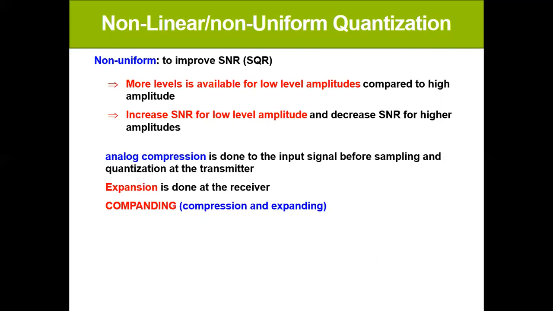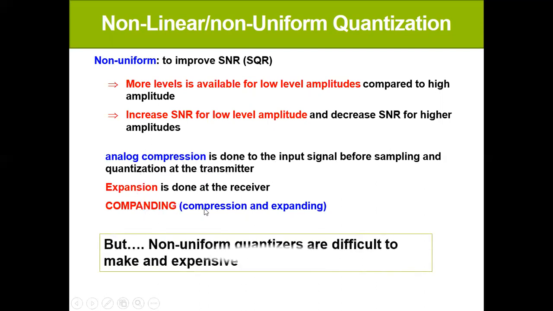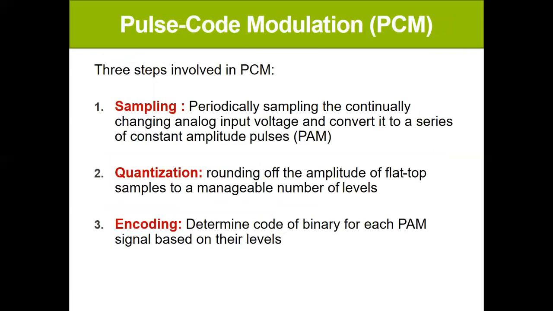Analog compression is done to the input signal before sampling and quantization at the transmitter. Expansion is done at the receiver. Together, compression and expansion is known as companding. But non-uniform PCM, utilizing non-uniform quantizers, is difficult to implement and expensive. So linear PCM is mostly used. Now we will go for linear PCM.